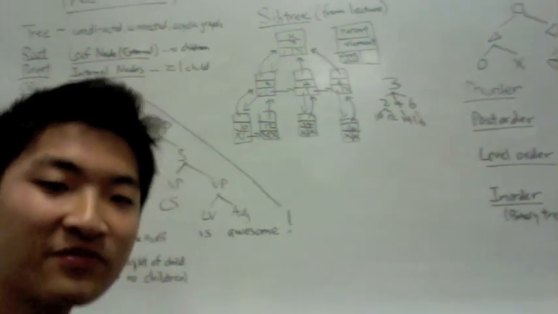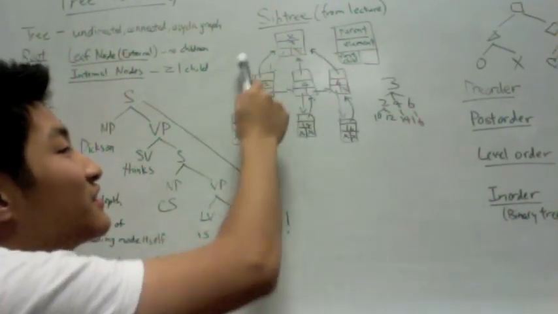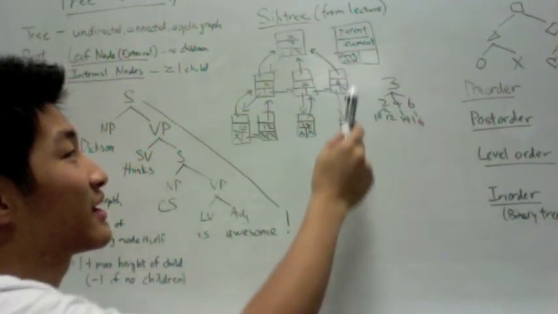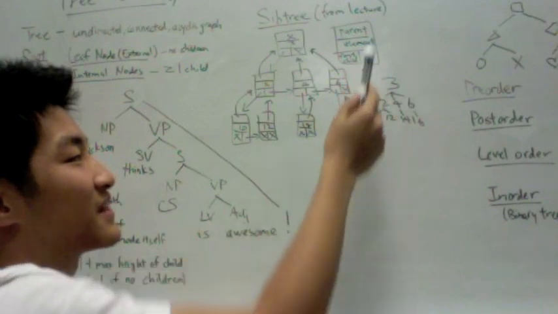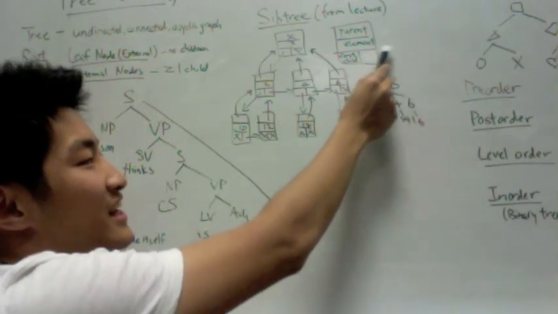Now let's talk briefly about how to represent trees. So I took this from lecture. A very good representation of a tree is a Sibtree, where you have a parent, an item that you store it in, the first child, and the next sibling.